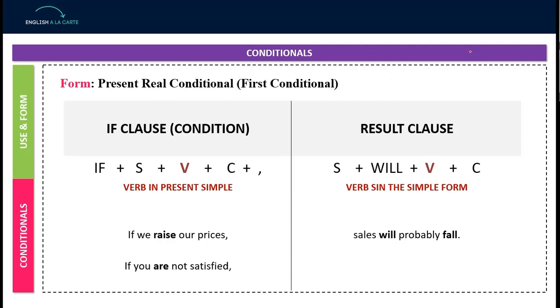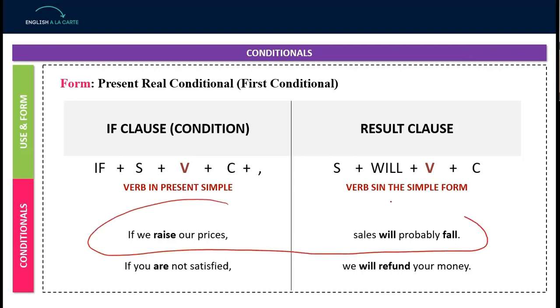Can you say the second one? If you're not satisfied, we will refund your money. So if you're not satisfied, we will refund your money. Now, I have a question for you. We have two sentences, right? Which sentence is the main or the principal sentence?